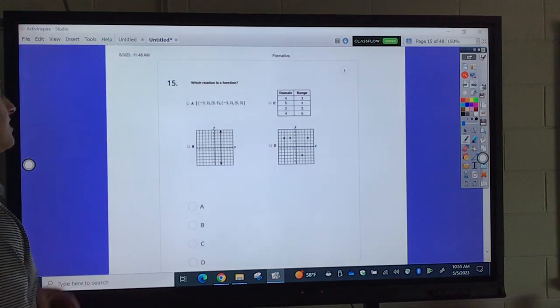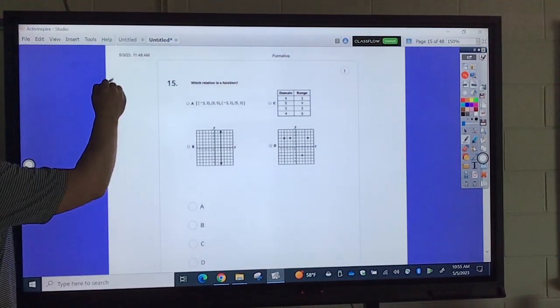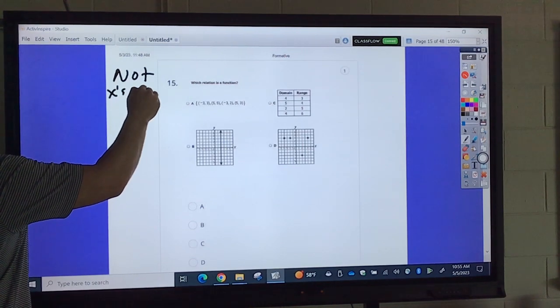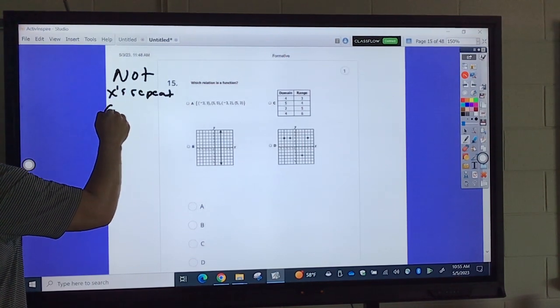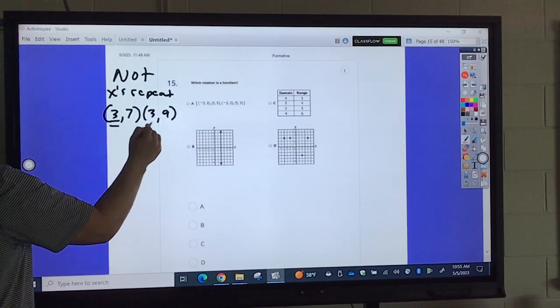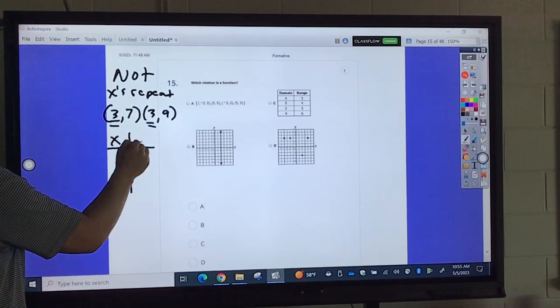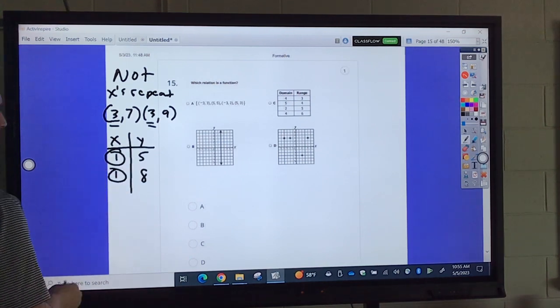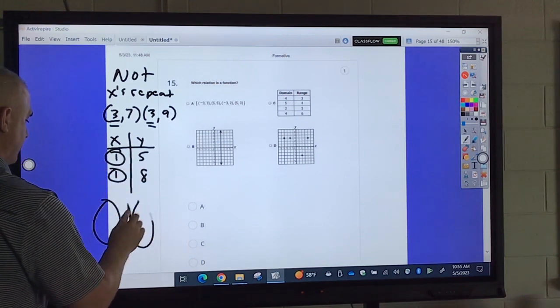Okay? Now, is it a function? So here's how it's not a function. The x is repeating. Here's what that looks like. 3, 7, 3, 9. X is repeat. In a table, x, y, 1, 5, 1, 8. X is repeat. Okay? If you have these little bubble things, okay?